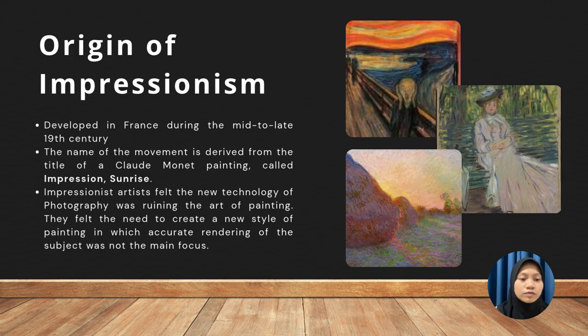Now, let's talk about the origin and characteristics of Impressionism. Impressionism is a style of painting that developed in France during the mid to late 19th century. It began as a group of Paris-based artists started exhibiting their own work in the 1860s.